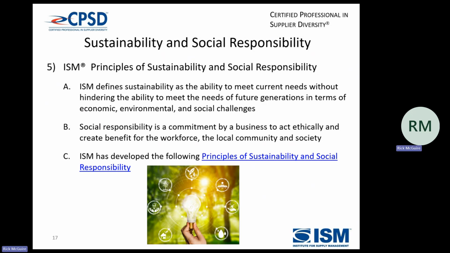ISM principles of sustainability and social responsibility. So ISM defines sustainability as the ability to meet current needs without hindering the ability to meet the needs of future generations in terms of economic, environmental, and social challenges. Social responsibility is the commitment by a business to act ethically and create benefit for the workforce, the local community, and society. And ISM has developed the following principles of sustainability and social responsibility. And they update these from time to time. This is the latest edition.